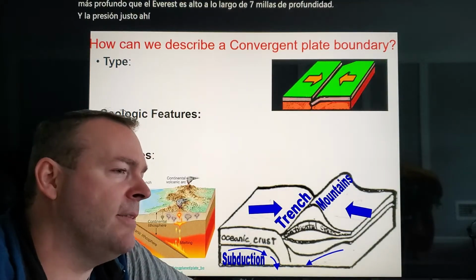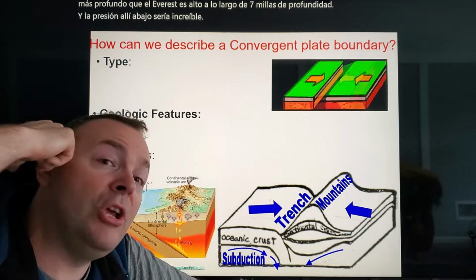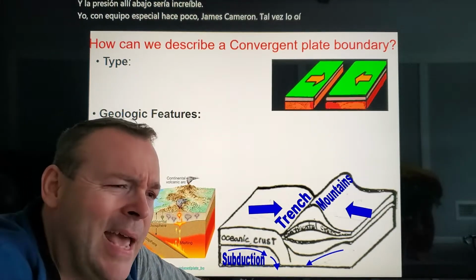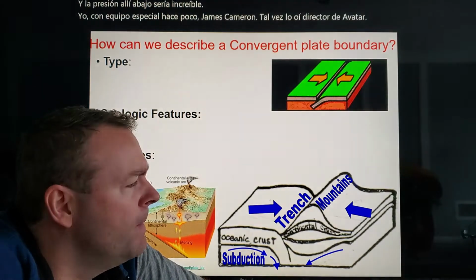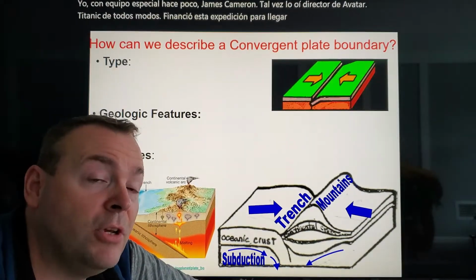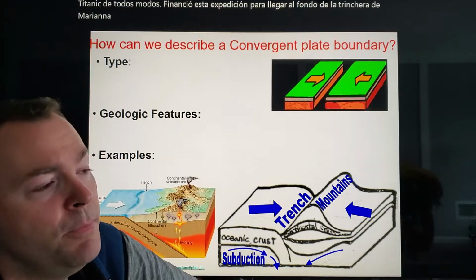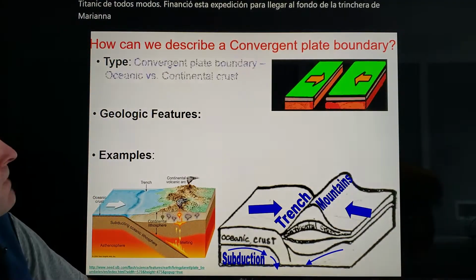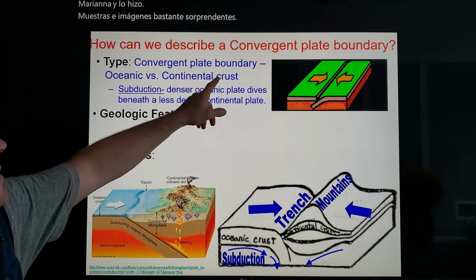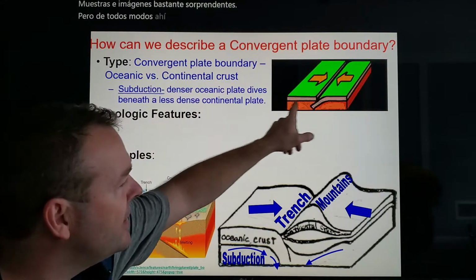They have made it down there with special equipment. Just recently, James Cameron, maybe you heard of him, director of Avatar, Titanic. Anyway, he funded this expedition to get to the bottom of the Mariana Trench, and he made it. Took some pretty amazing samples and pictures. Okay. But anyways, there you have it, convergent, and it's between two different density plates.